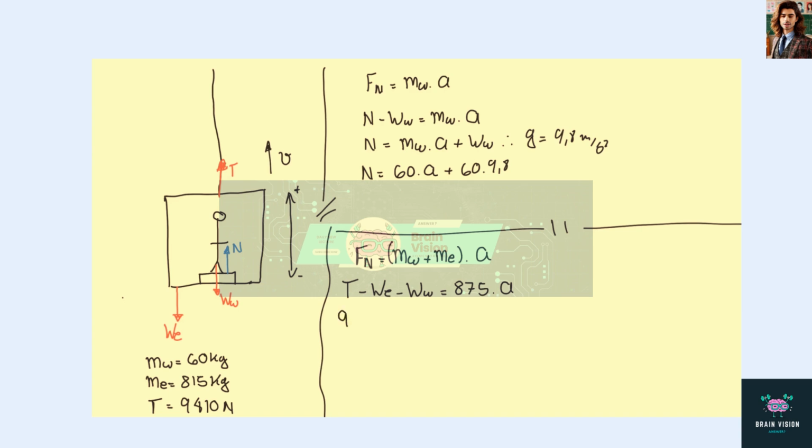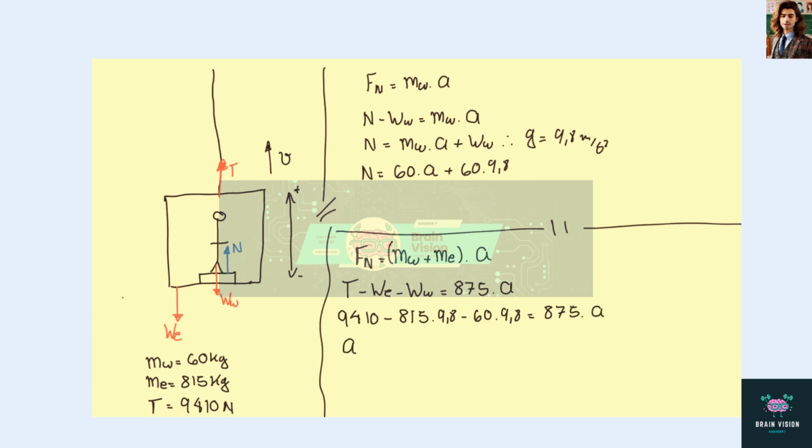The tension force is equal to 9410. The weight of the elevator is equal to the mass of the elevator, 850, times the acceleration of gravity, 9.8. The weight of the woman is equal to her mass, 60 kilograms, times the acceleration of gravity, 9.8. And this whole thing is equal to 875 times the acceleration of the system.